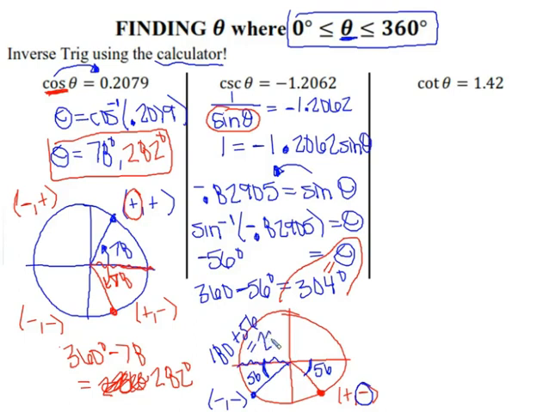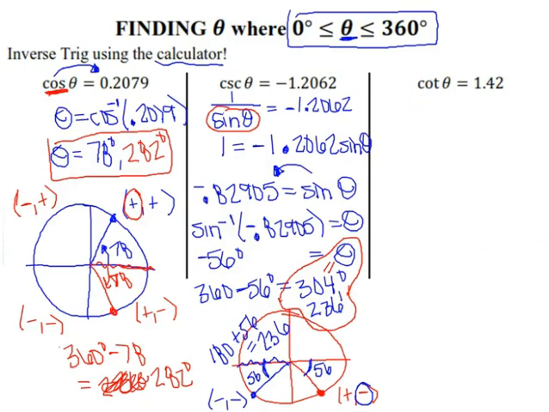And that will give us our second angle measure. We get 236 degrees. So the two angles that we have are 304 and 236. Again, you can always plug them back into your sine over here, 1 divided by sine of your angle, and you should get this answer. You can always check your work. All right, let's try one more.